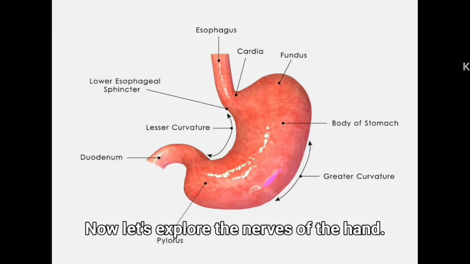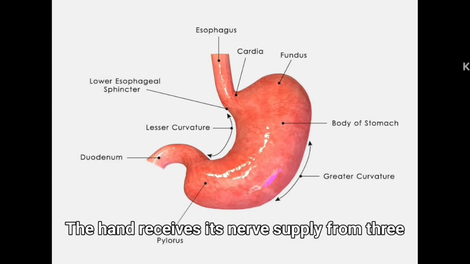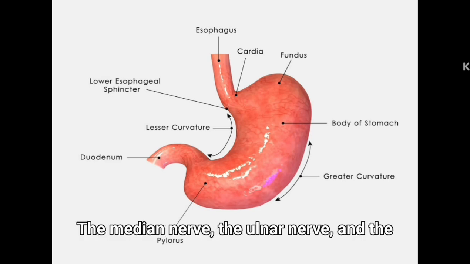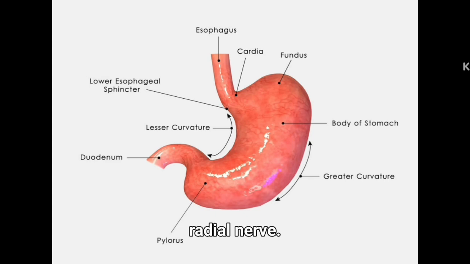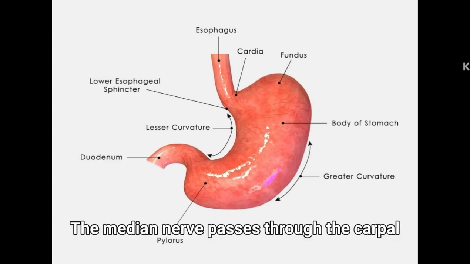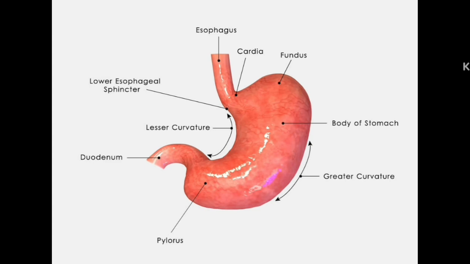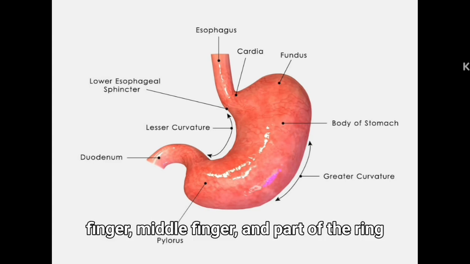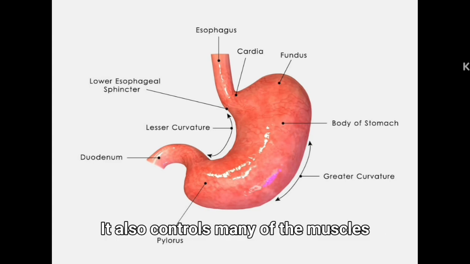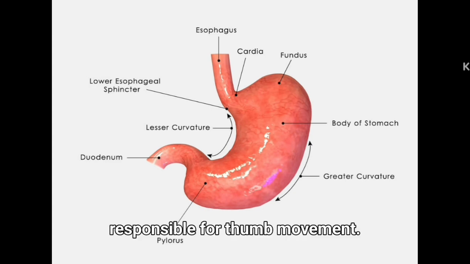Now let's explore the nerves of the hand. The hand receives its nerve supply from 3 major nerves: the median nerve, the ulnar nerve, and the radial nerve. The median nerve passes through the carpal tunnel into the hand. It provides sensation to the thumb, index finger, middle finger, and part of the ring finger. It also controls many of the muscles responsible for thumb movement.